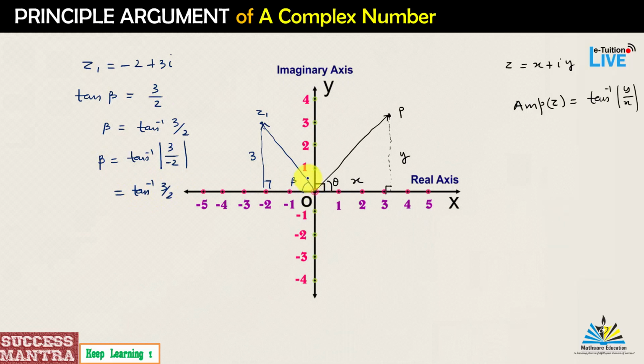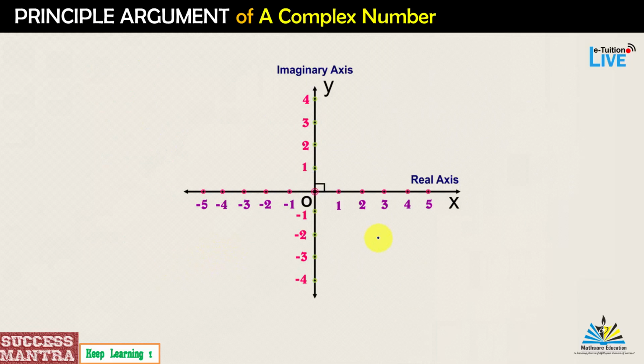And you can observe that this is not the principal argument. So to find the principal argument of Z1, we will have amplitude of Z1 as, this is beta, hence this angle must be pi minus beta, that is pi minus tan inverse 3 by 2.